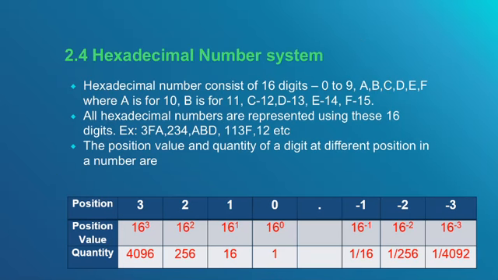Next one is the hexadecimal number system. It consists of 16 digits to represent any number. It has 0 to 9, so you have 10 characters. The remaining characters will be represented as A, B, C, D, E, F.